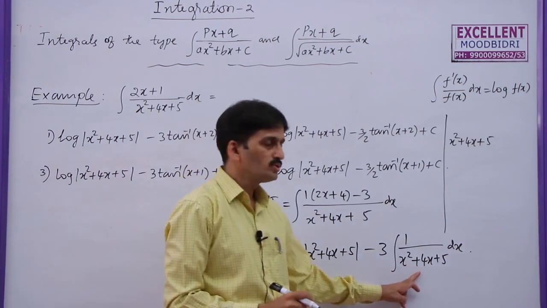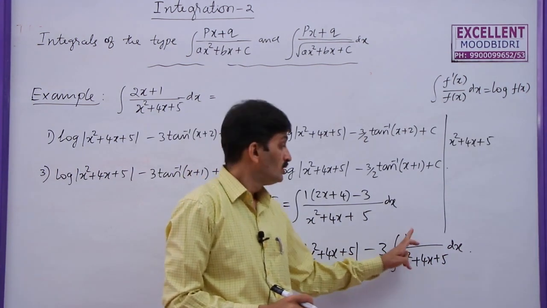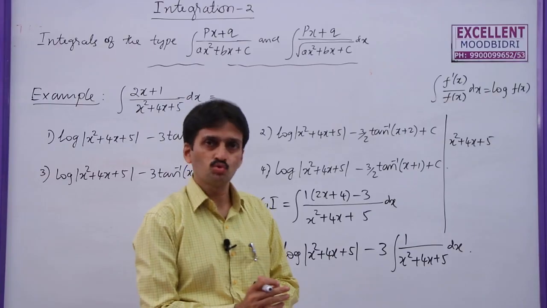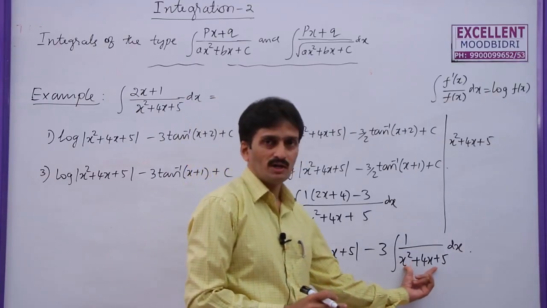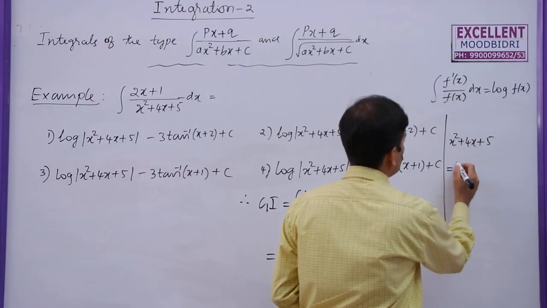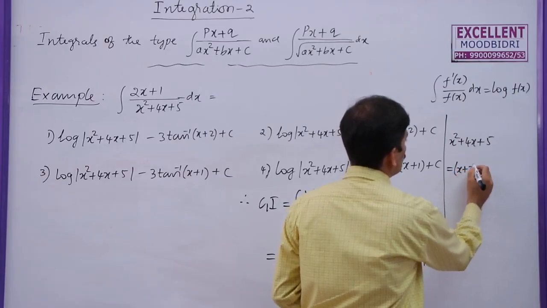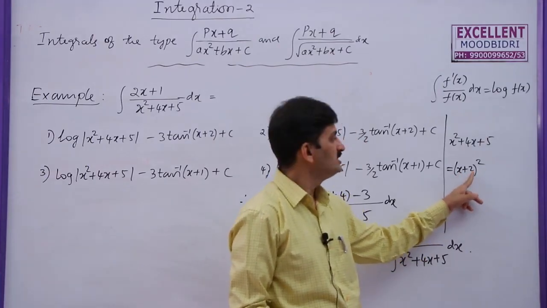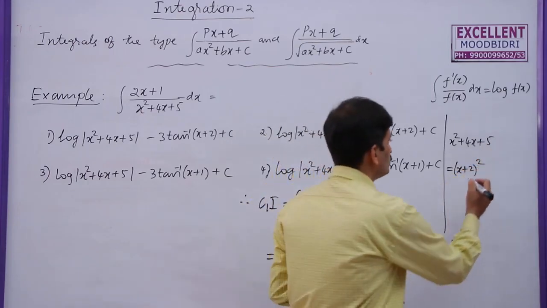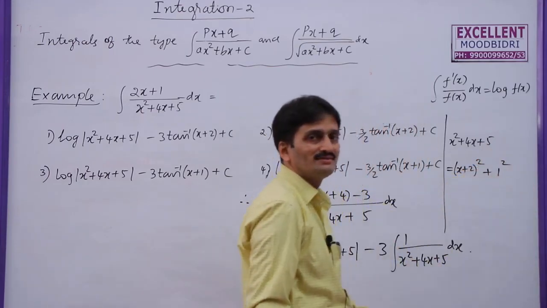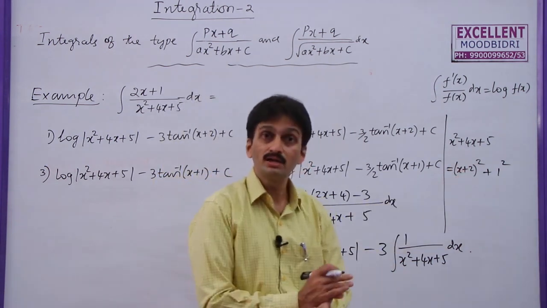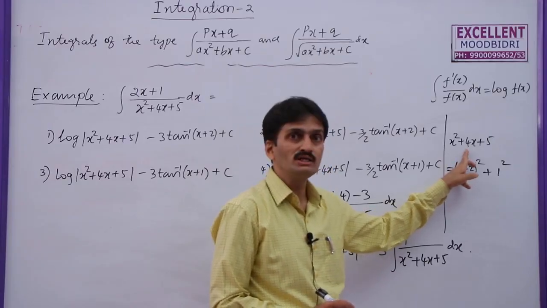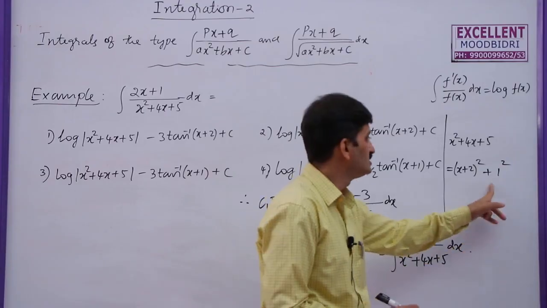Now, how to solve the second integral? It is in which form? 1 by (ax square plus bx plus c). It has to be solved by the method of completing the square. So, let us complete the square. So, x square plus 4x plus 5 equal to (x plus 2) whole square. What is (x plus 2) whole square? x square plus 2 square, 4, plus 4x. But here you have 5, so plus 1 square, correct? Okay, that means I have skipped the step here. You have to add and subtract the square of half of the coefficient of x. Half of 4 is 2, 2 square is 4. So, plus 4 minus 4, that is what you have to do.